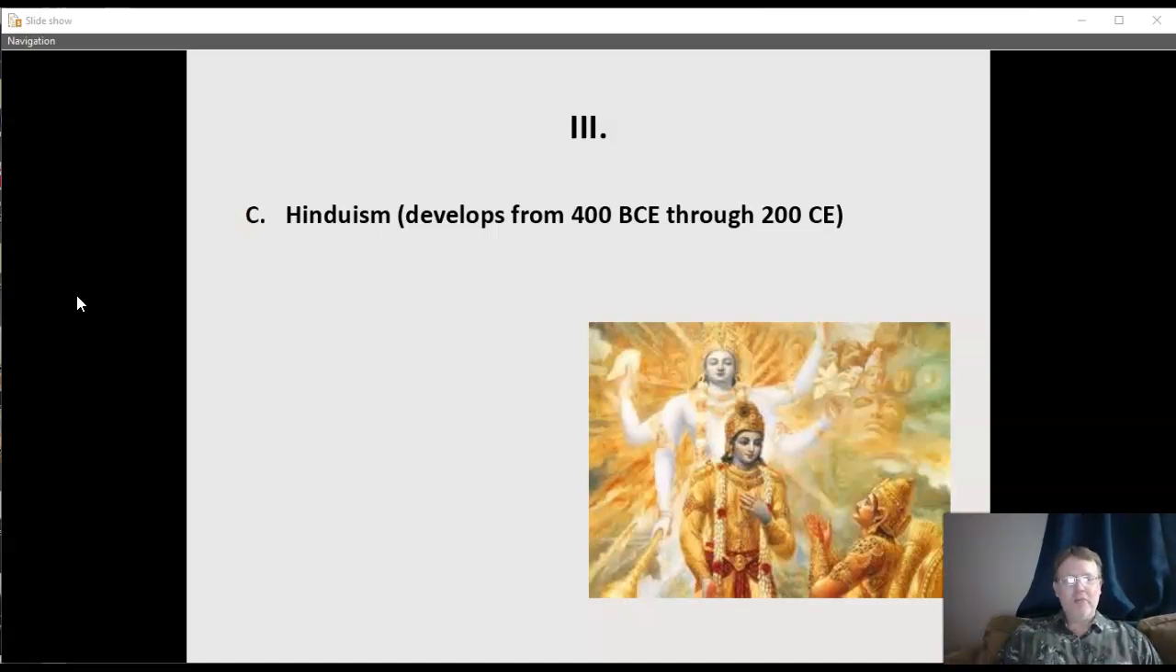Essentially, it is the same classic religion of ancient India that we've been talking about, with a few changes to make it more appealing to the masses, and basically allowing it to compete with Jainism and Buddhism. All right.